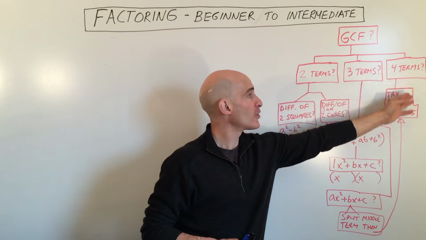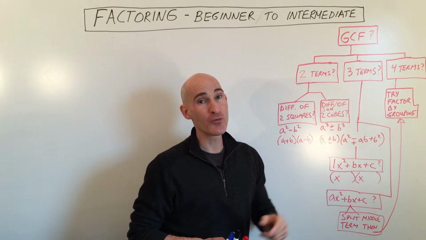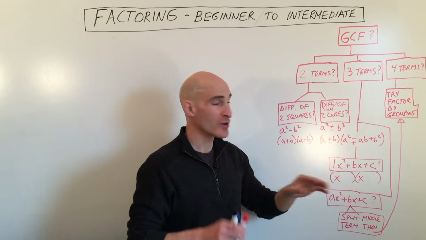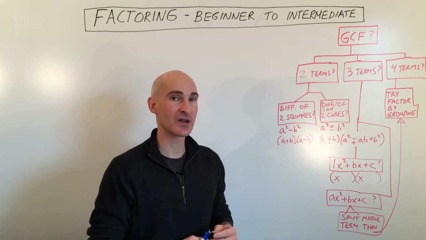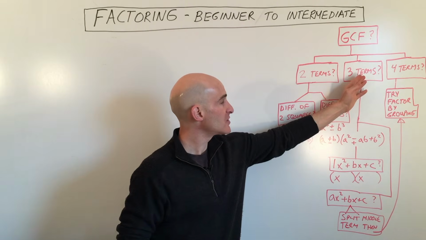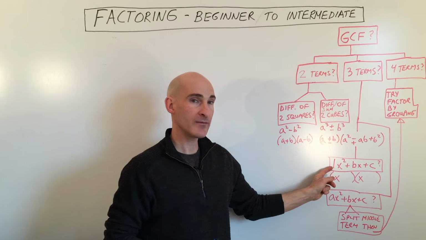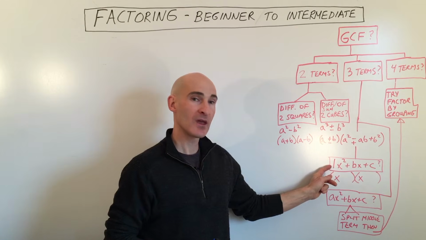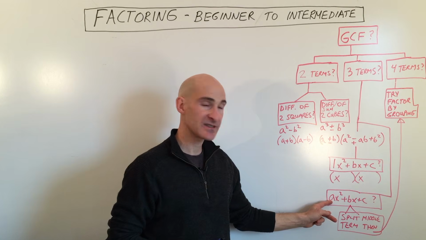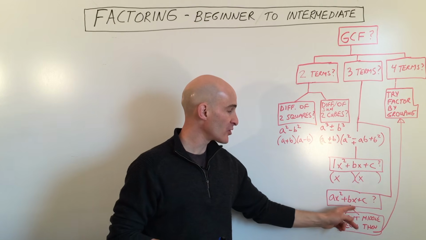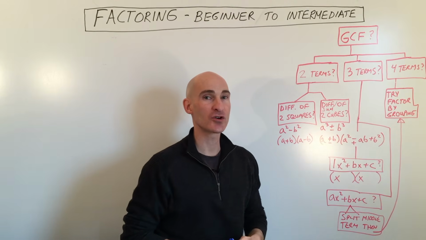Or does it have 4 terms? In that case you would want to try factoring by grouping. So with grouping, you're going to be putting parentheses around the first 2 terms and the last 2 terms. I'll be showing you examples of all these different techniques. And then if there's 3 terms, you want to ask yourself, is the leading coefficient 1? The number in front of the x squared, is it 1, or is it something other than 1? You can see here I've written this as a. The technique I'm going to be showing you is how to split the middle term and then factor by grouping, so you'll have 4 terms at that point.